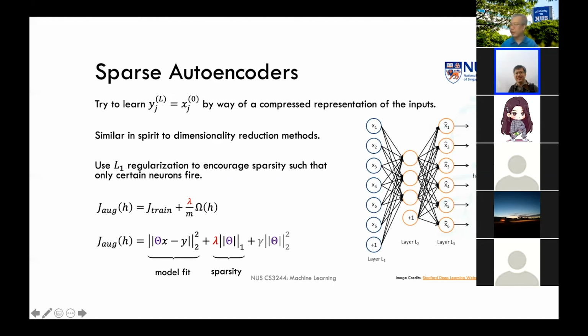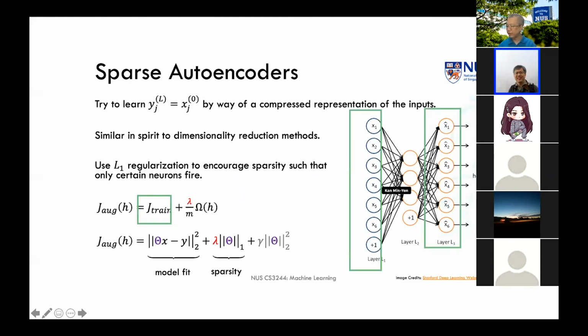We're using an auto-encoded representation, training against something like trying to represent the original input. Okay, this is what we have as the original input. These two should be roughly equal to each other, okay, in order for my JTrain to be low, okay? But I also want it to have sparsity, right? So this is the part here.